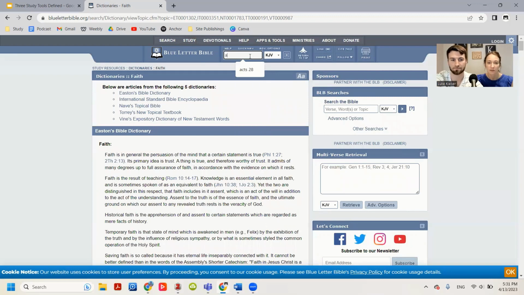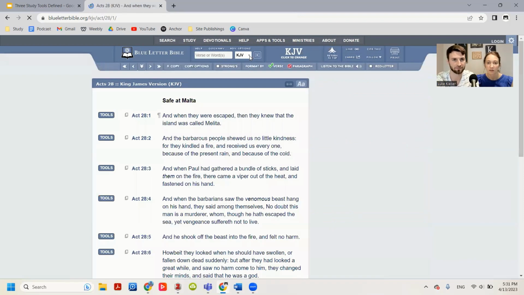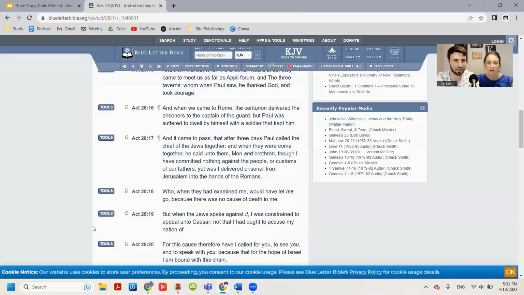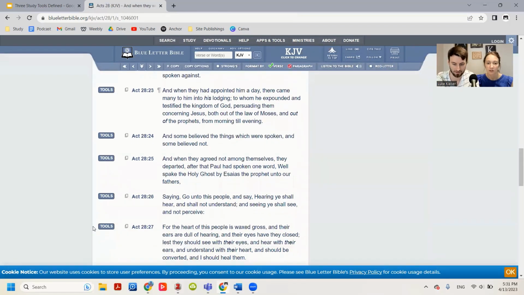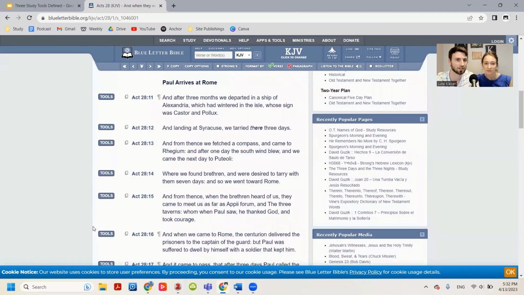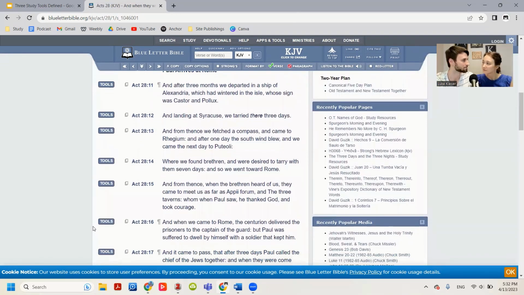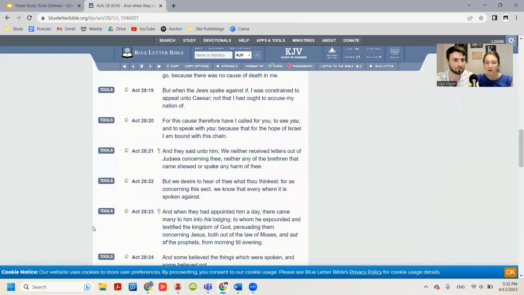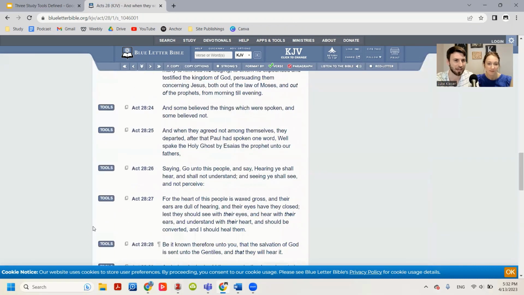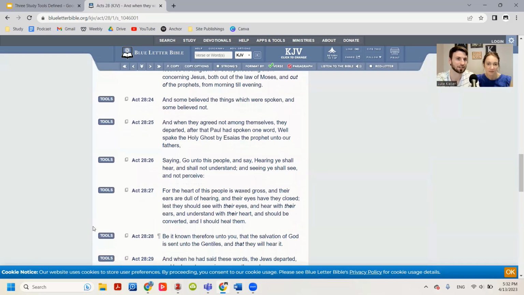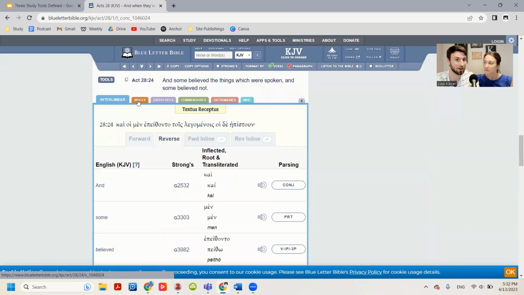For lexicon, the way you would get there is if you're studying a verse. So let's say you're reading in Acts 28. What's going on in Acts 28? This is the last chapter in Acts when Paul arrives in Rome for his hearing and such. But I just want to look at verse 24. It says, "And some believed the things which were spoken, and some believed not." So we're going to look at that idea of believed.